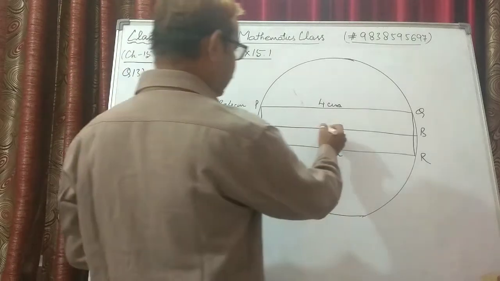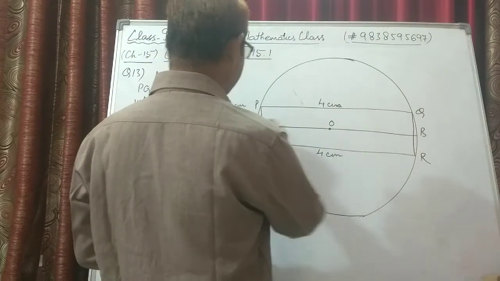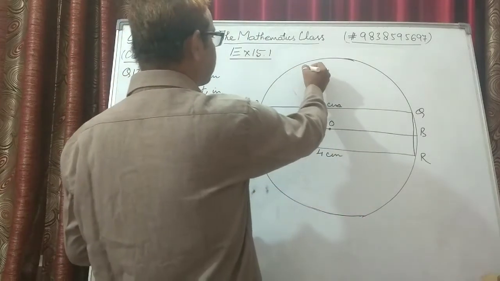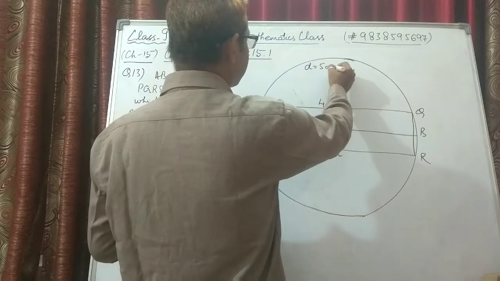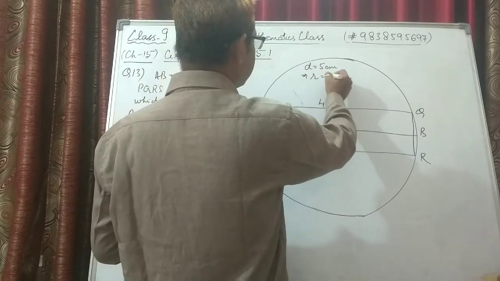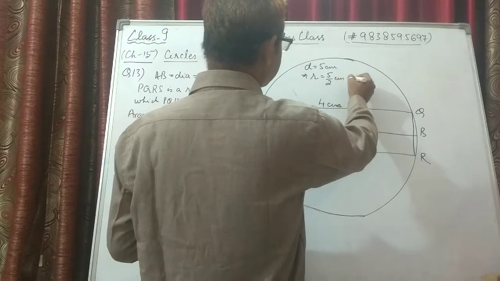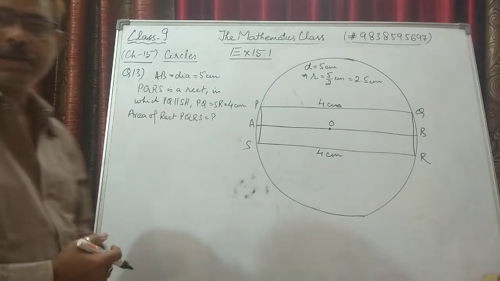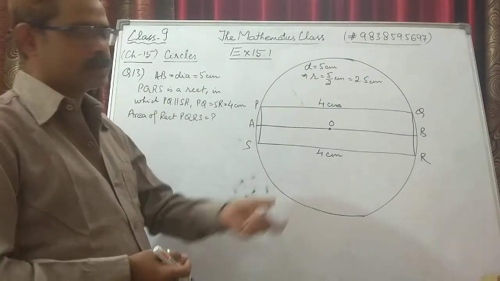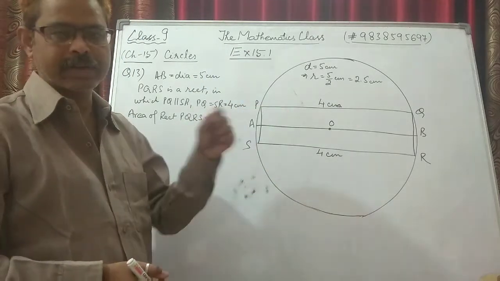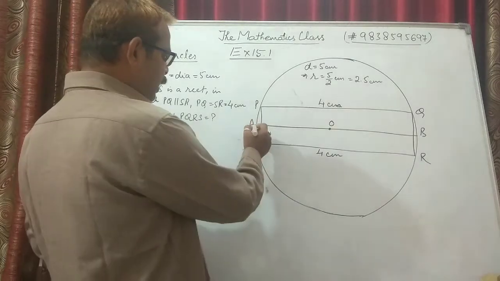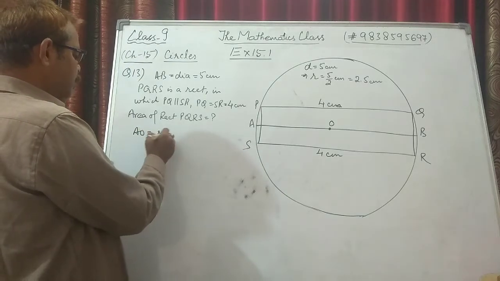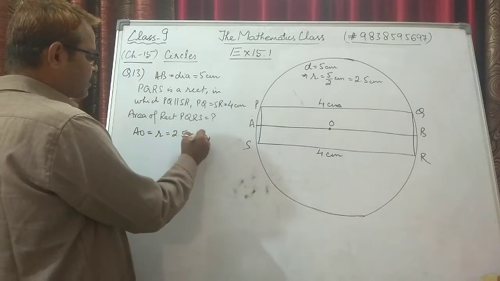Now let us say that this is the center O of the circle. If AB is diameter, it means AB is 5 centimeters. If diameter is 5 centimeters, it implies that radius will be 5 upon 2 centimeters, or that can be written as 2.5 centimeters. We know that the diameter is double of radius, so radius is half of diameter. So radius will be half of 5, that is 2.5 centimeters. It means AO is equal to radius, that is 2.5 centimeters.